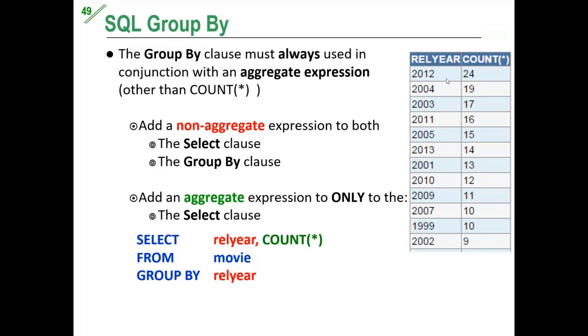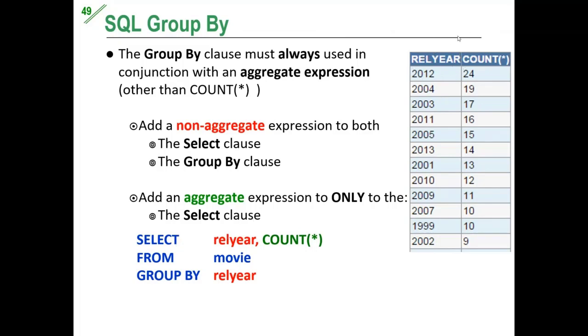I want to find the total number of movies released in each of these years. So how can I produce a report like this? Obviously, I need to use the count function, because I need to count the number of rows that match each year. So in order to produce this, I definitely need a select statement.